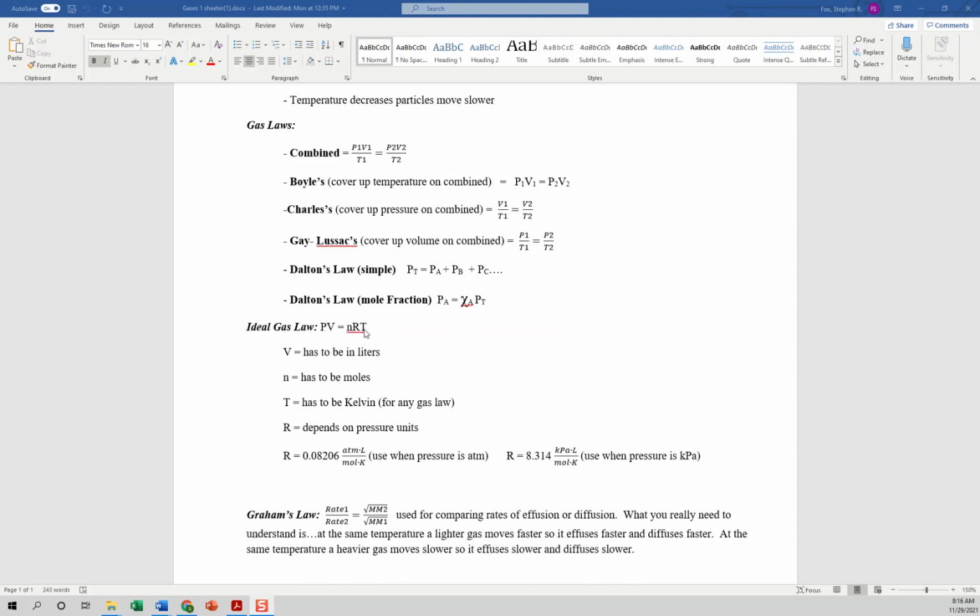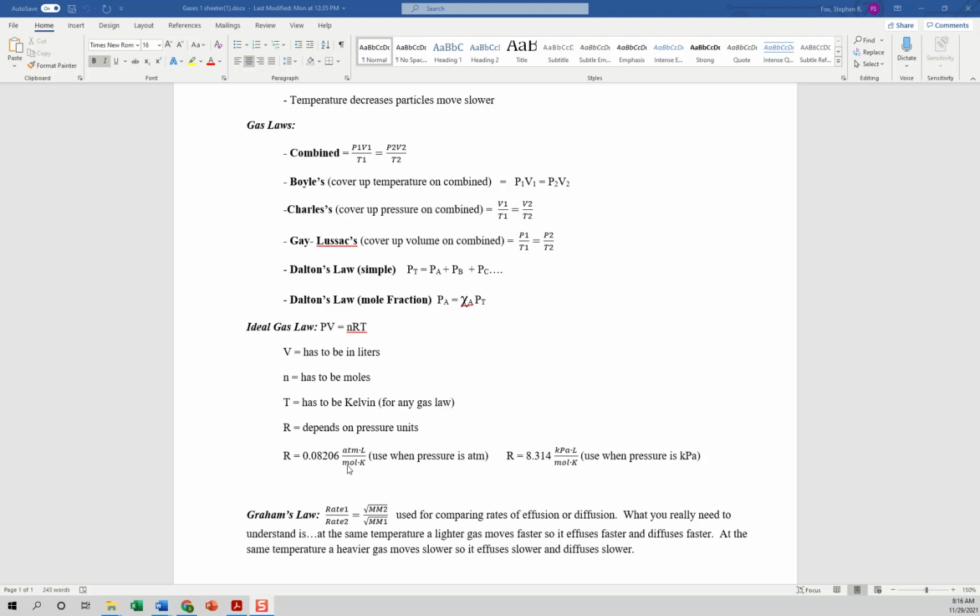And temperature. So kind of the speed of the particles, right? Average kinetic energy of the particles. R is a constant, so it's a number that you're just plugging in. And you've got to be careful which R value you use. These R values that are right here are given to you on your formula sheet. You just got to know when to use them.